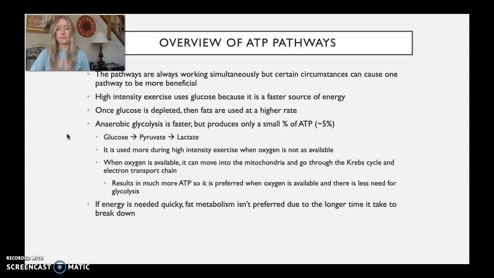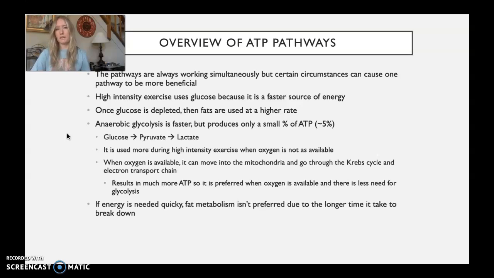Anaerobic glycolysis, just the changing of glucose into pyruvate, is a lot faster, but it only produces about 5% of the ATP possible from glucose. So it's used when we don't have oxygen available and creates a little ATP, but it's not going to be enough to last very long because the pyruvate has nowhere to go anymore and just turns into lactate. It's not able to continue on into acetyl-CoA and into the Krebs cycle.